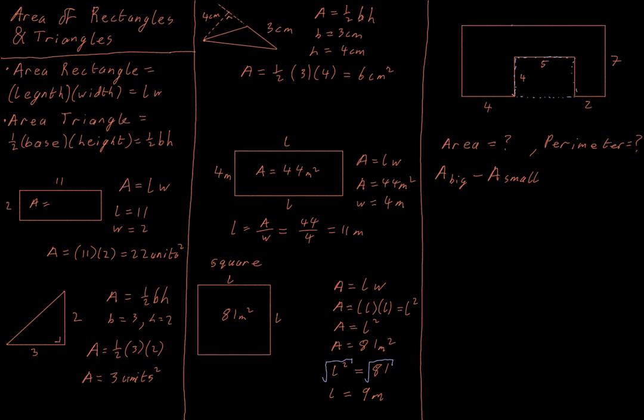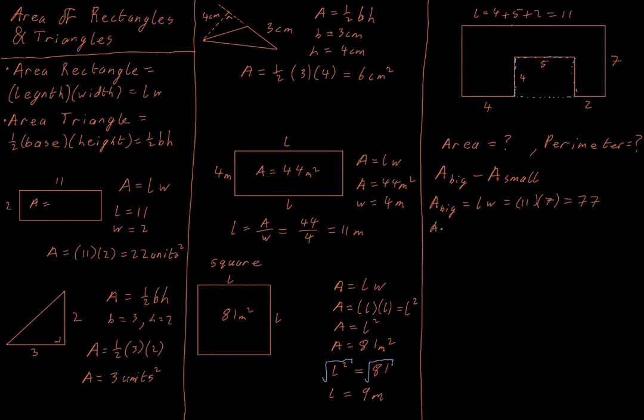Well, I know that these are all right angles here. So that means that the overall length from here across to here must be 4 plus 5 plus 2, which is 11. So the overall length here must be 11. So that means the area of the big one, dealing with a rectangle, so it's length by width, 11 by 7 is going to give me 77. So that's the area of the big one.